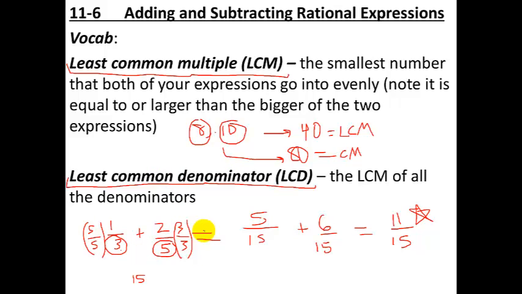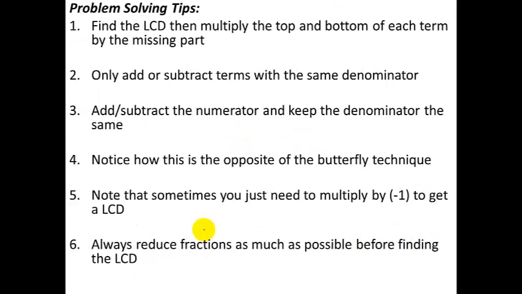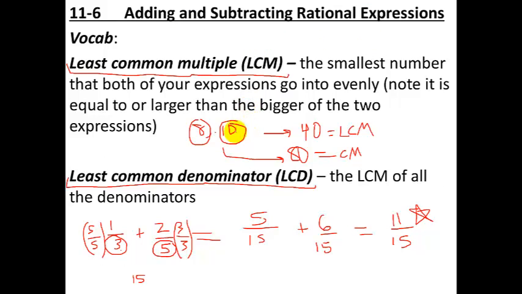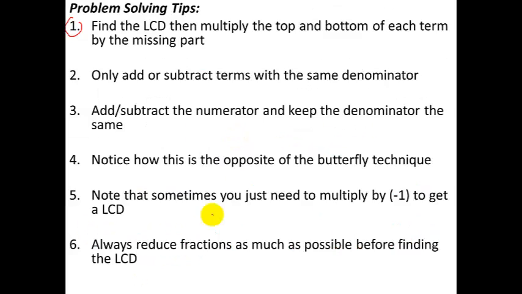In this class, we'll be extending this to include variables. So, problem solving tips. Find the lowest common denominator, and then multiply top and bottom of each term by the missing part. Going back a slide, again, we found the lowest common denominator here. Then we multiply each term, top and bottom, by whatever was missing to give it that lowest common denominator.